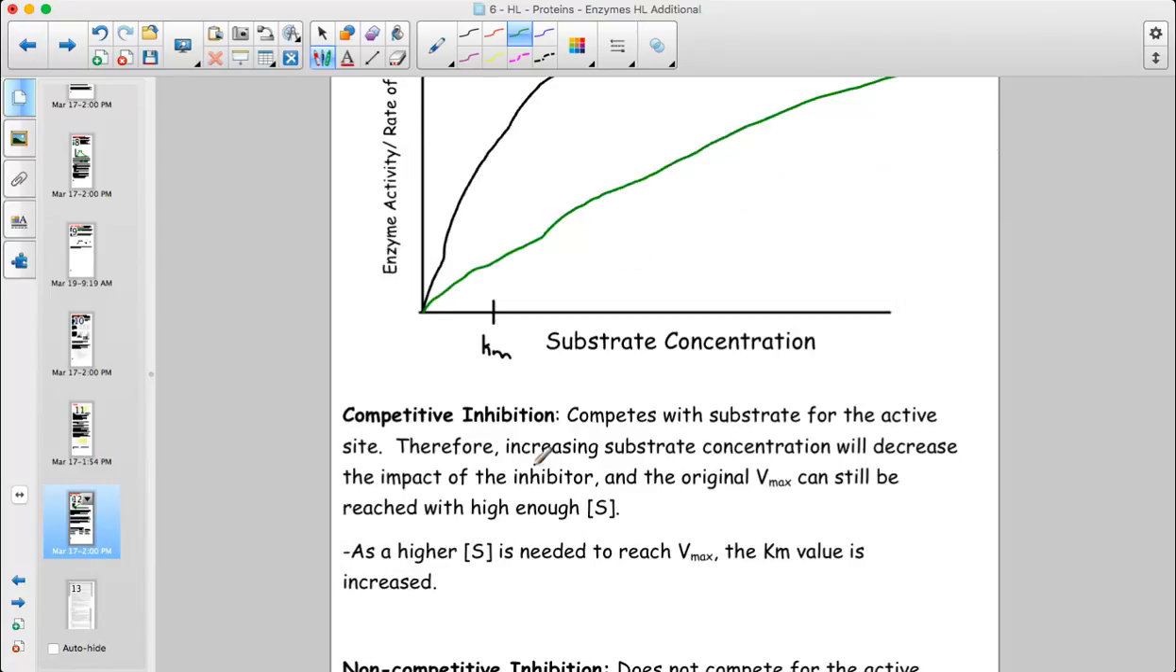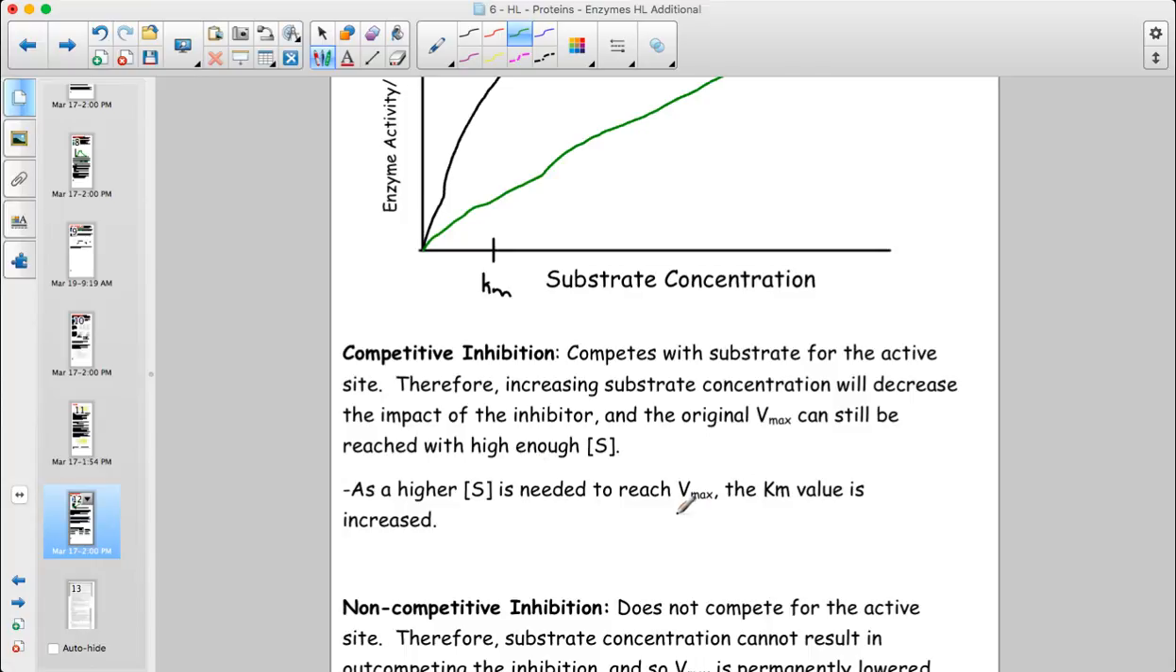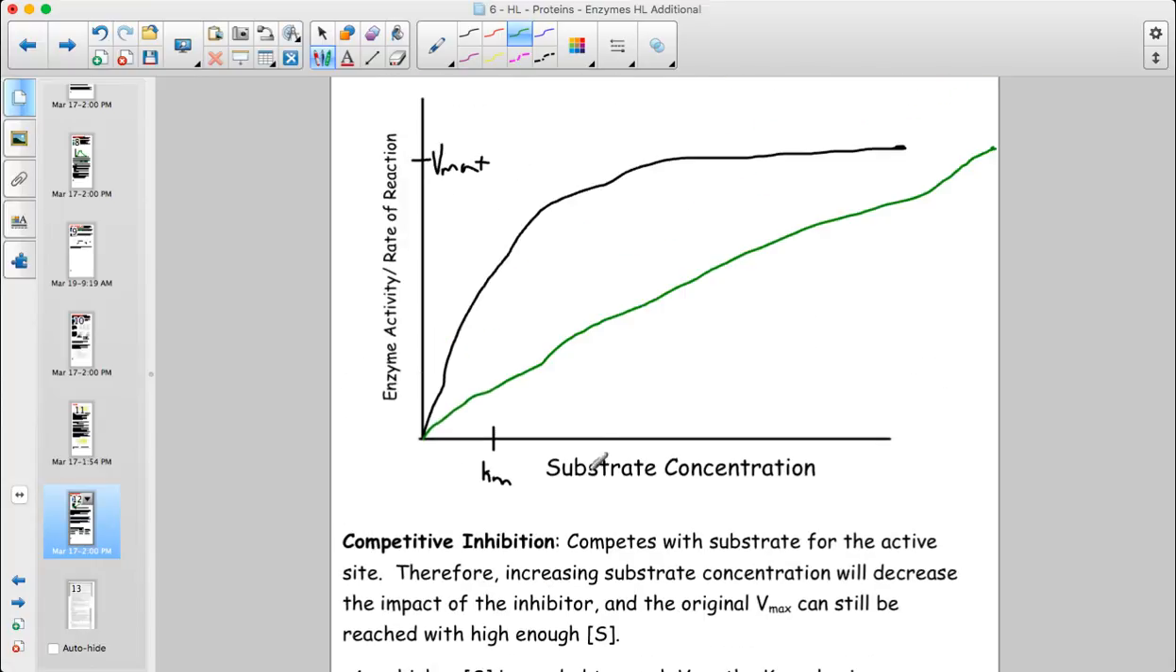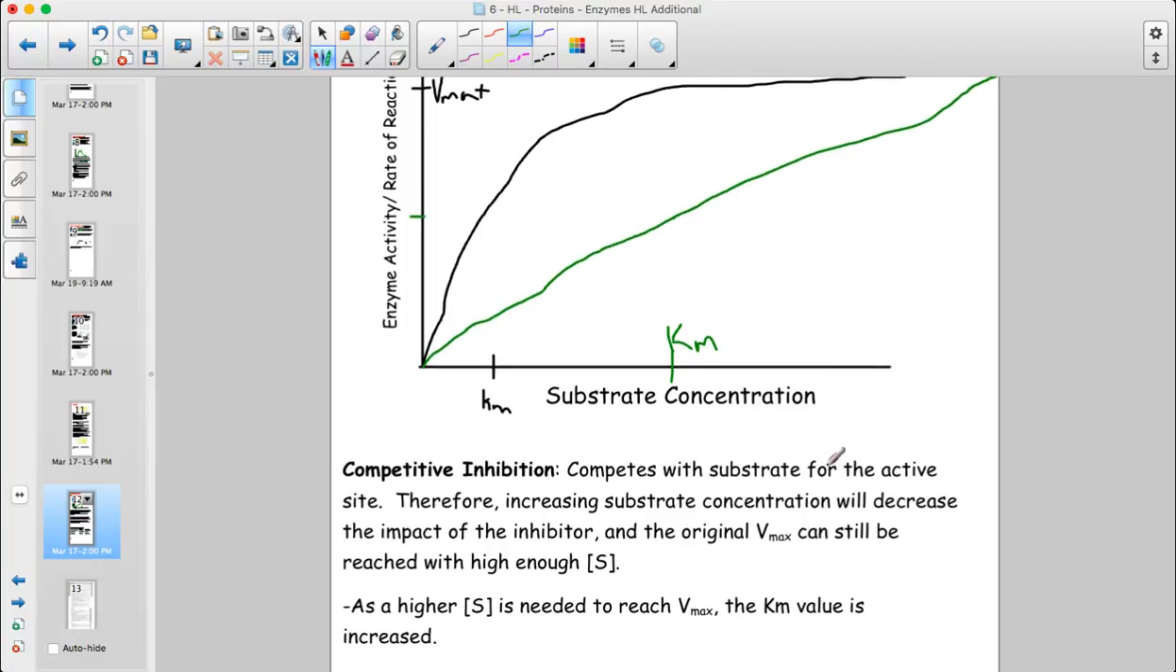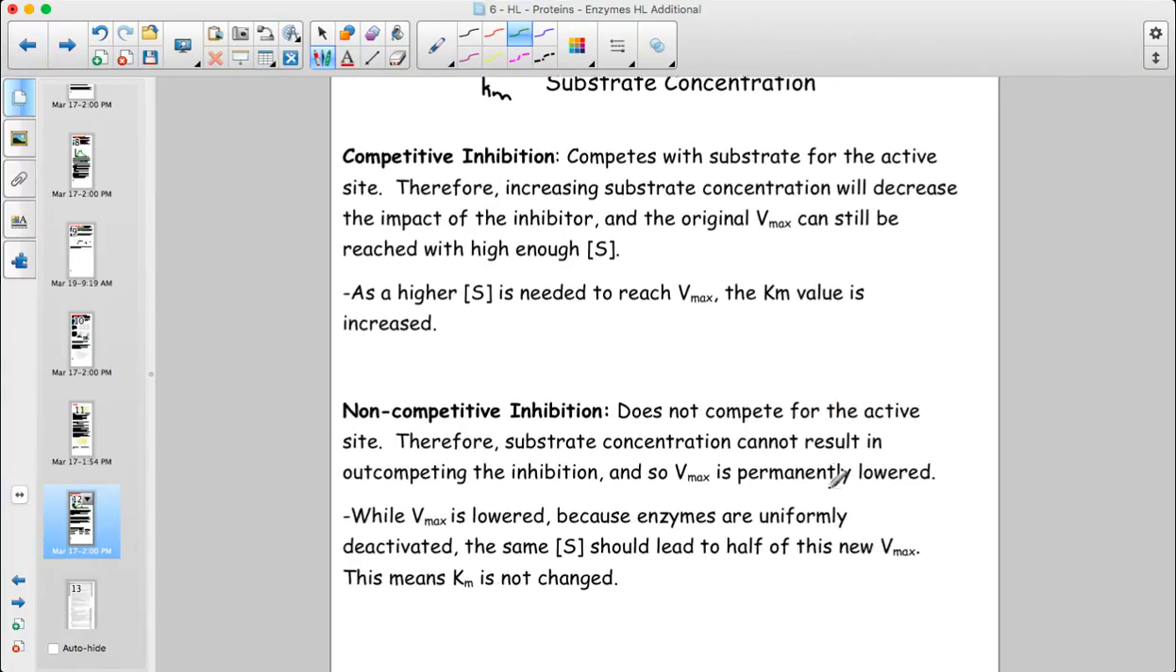So for a competitive inhibitor, the Vmax is the same, but it's now going to take us longer to get to this halfway point. It's going to take us all the way out here. So now this is the new Km. So Km is affected by competitive inhibitors, but Vmax is actually not affected. You can eventually reach the same Vmax. It just takes a higher substrate concentration.